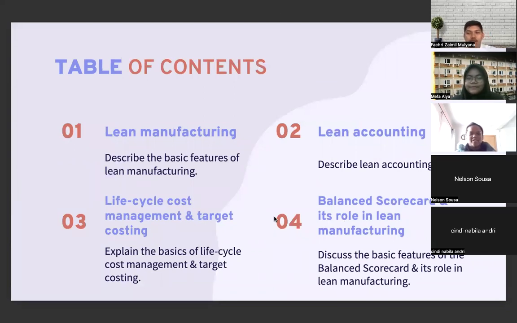So during this presentation, our group is going to describe the basic features of lean manufacturing, and also describe what lean accounting is. Also, we are going to explain the basics of life cycle cost management and target costing. And finally, we are going to discuss the basic features of the balanced scorecard and its role in lean manufacturing. Next slide, please.